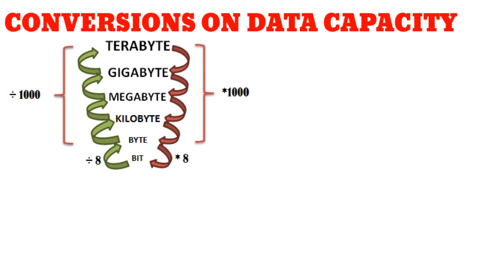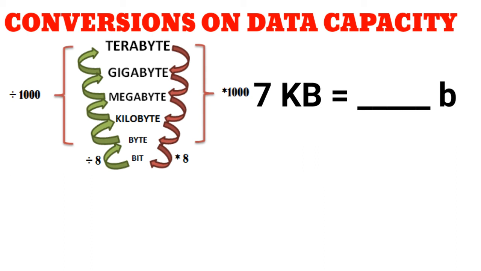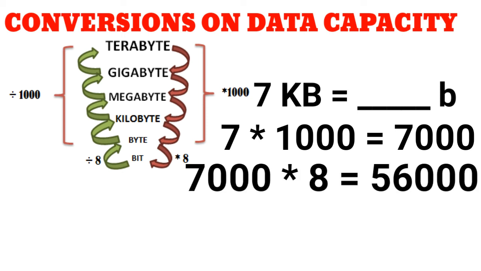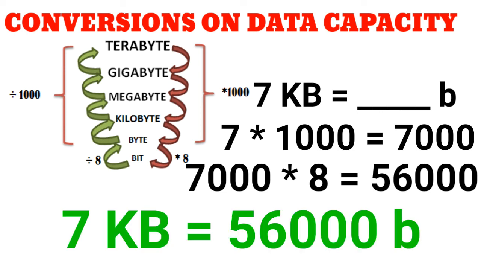Another example, convert 7 kilobytes to bits. Looking to the guide, you need to multiply 7 by 1000 and multiply it again by 8. So, 7 times 1000 is equal to 7000, and 7000 times 8 is equal to 56,000. So, our answer would be 7 kilobytes is equal to 56,000 bits.